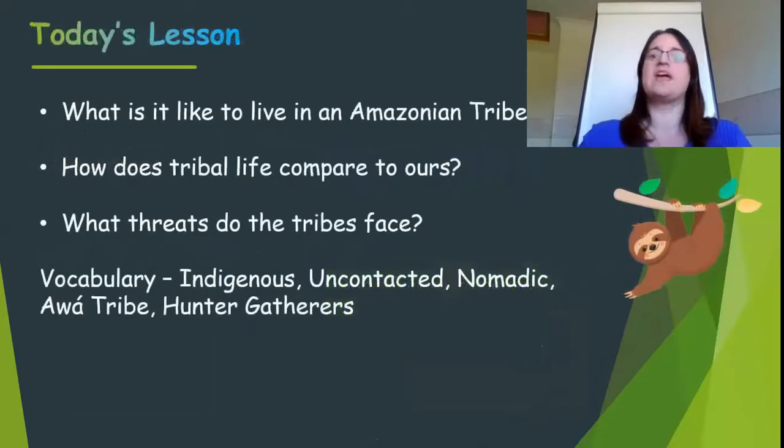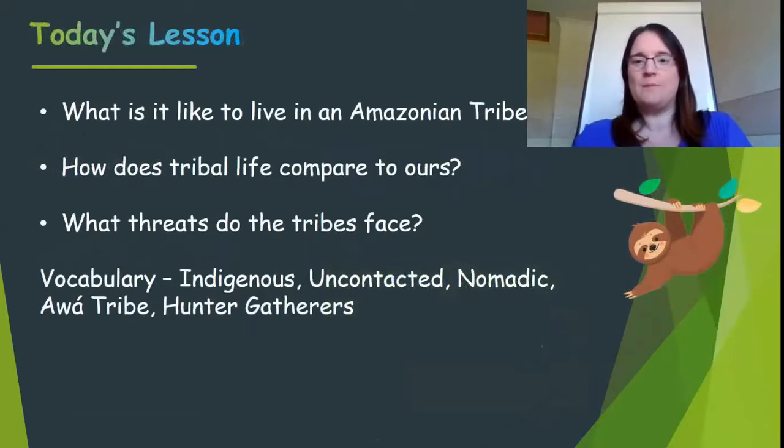What are we going to be finding out about? We are going to be finding out about an Amazon tribe, one particular Amazon tribe. We're going to find out how their life is similar and different to ours. We're going to be thinking about the threats or the dangers to that tribe. And we're going to be trying to use some key vocabulary. We're going to be trying to use 5 words. We're going to be using the words indigenous, uncontacted, nomadic, tribe, and hunter-gatherers. So those are the key vocabulary for today.